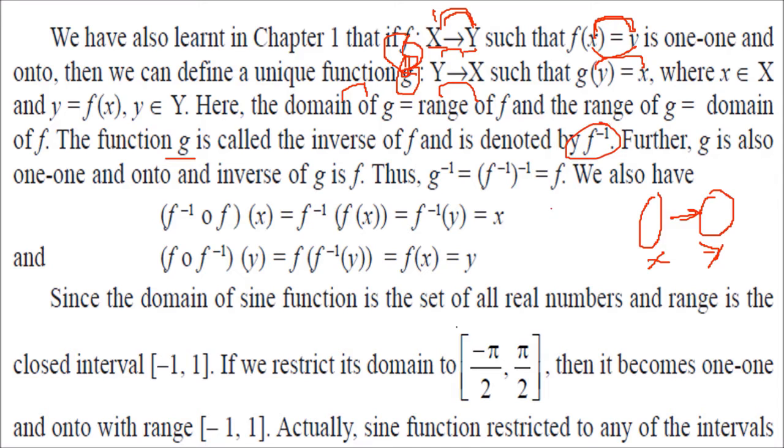I hope you understand. We are talking about f, that is X to Y. We are defining a function g from Y to X, and we are saying that g is nothing but the inverse of f if and only if f is 1-1 and onto, and we'll write g as nothing but f inverse.